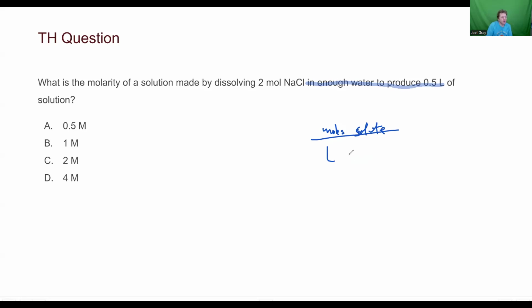liters of solution. Now, the reason that this has kind of a funky wording is because if you were to get 2 moles of NaCl and you were to add to that 0.5 liters or 500 milliliters, and you put that into a graduated cylinder, let's say this is 500.